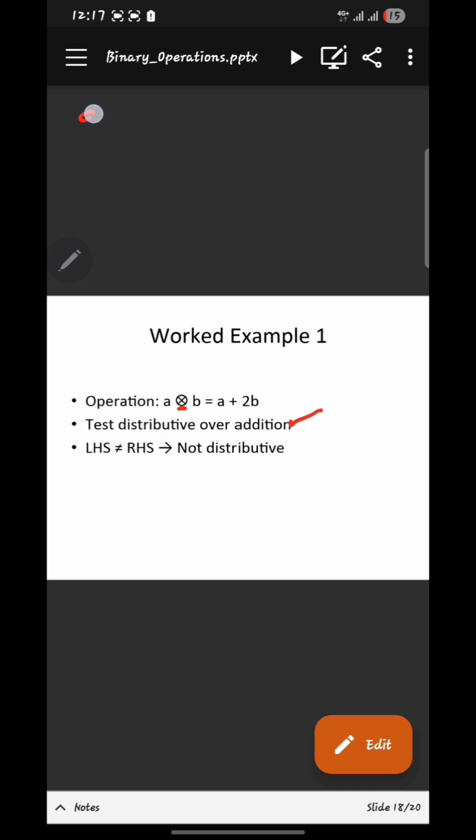So when you have A operation B, you have been given that it is equal to A plus 2B. I want to show that this is not distributive. So let's check whether it is distributive or not. So A operation B is defined as A plus 2B.